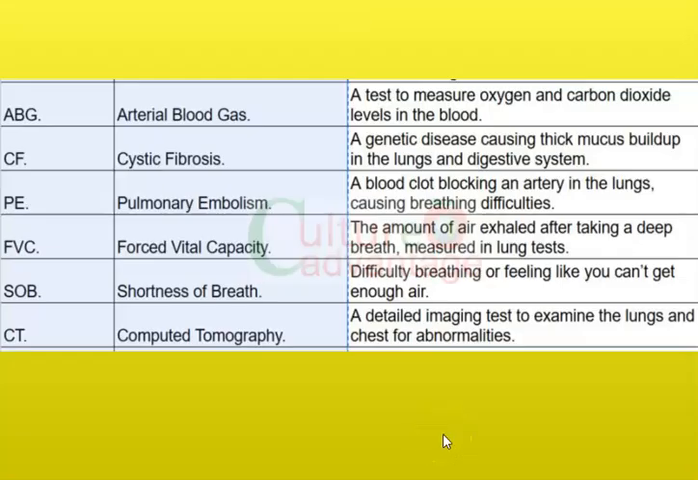Forced vital capacity, abbreviated as FVC. The amount of air exhaled after taking a deep breath, measured in lung tests.